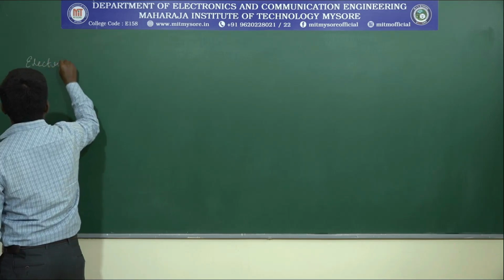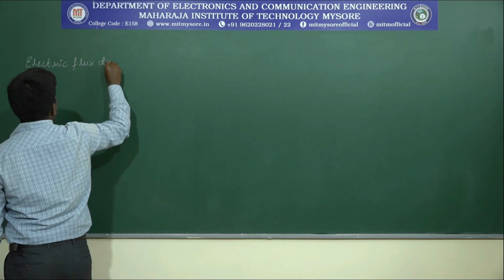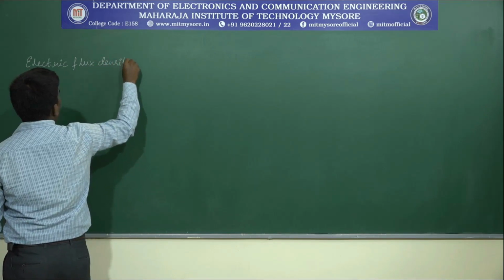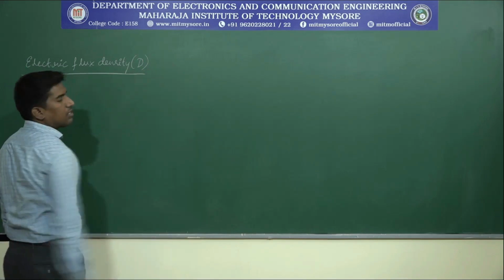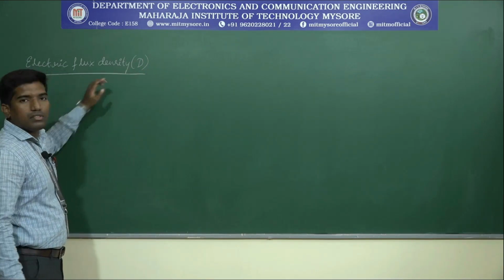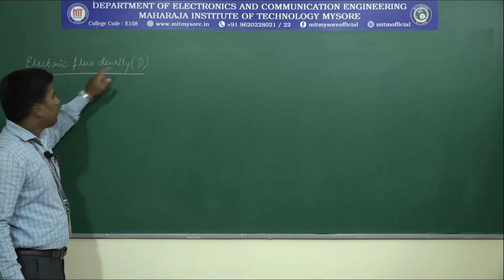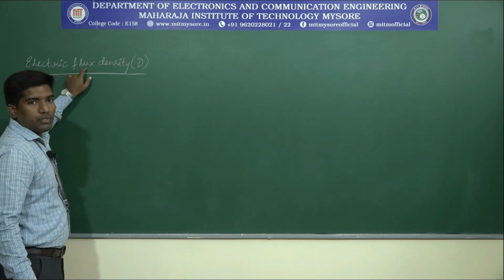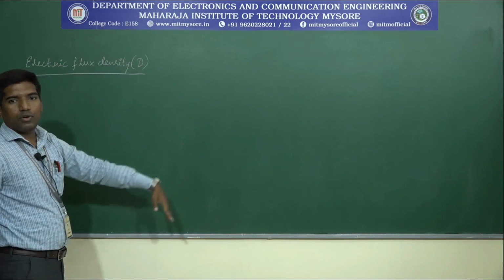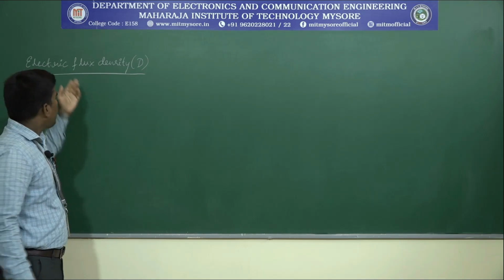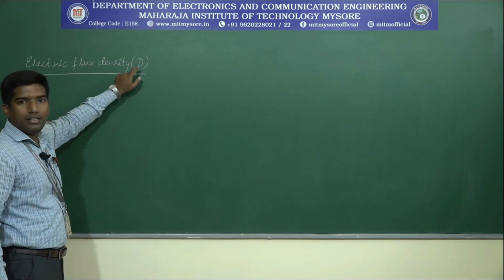Electric flux density. The symbol is D. Electric flux density, the symbol which we have used is D. What do you mean by electric flux density? So we know what is electric flux now. So electric flux is equivalent to the electric field intensity when those four conditions get satisfied. Now what do you mean by flux density, electric flux density? The symbol is different, D.